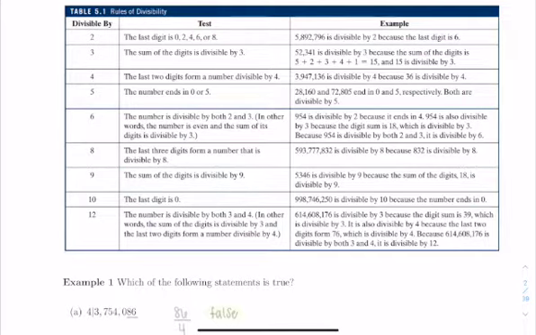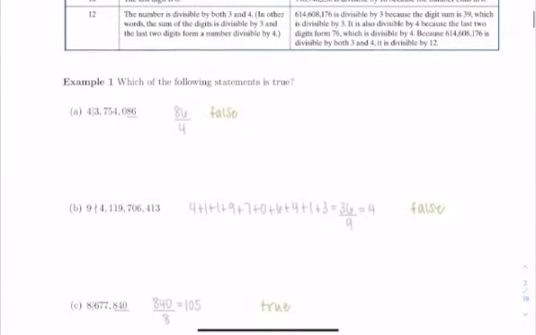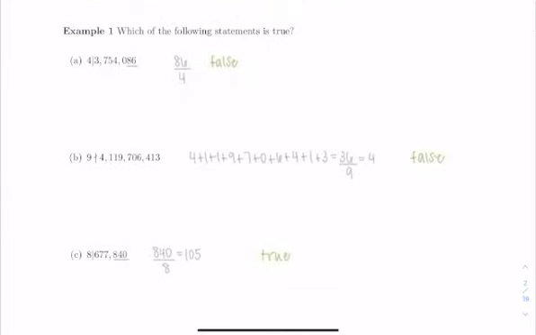So which of the following statements is true? Is 4 divisible into 3,754,086? Looking back at the table, for a number to be divisible by 4, the last two digits form a number divisible by 4. Because our last two digits are 86, can I take 86 divided by 4? Since 86 is not divisible by 4, this is a false statement.